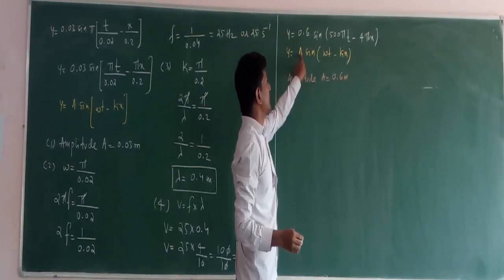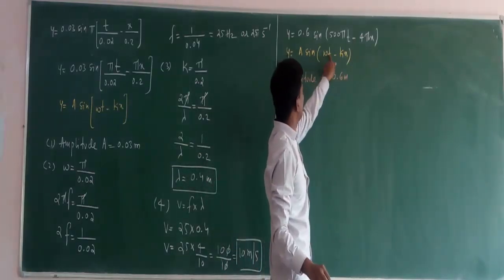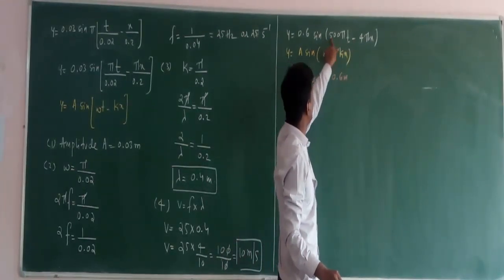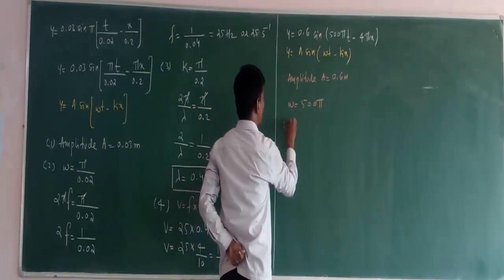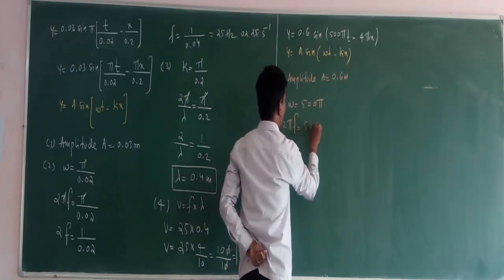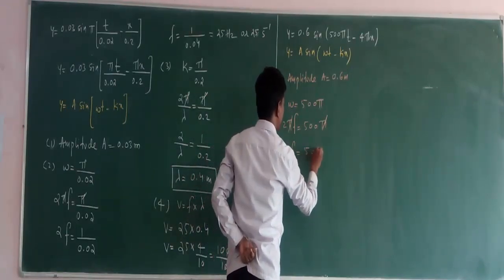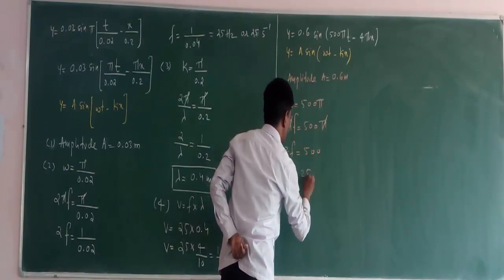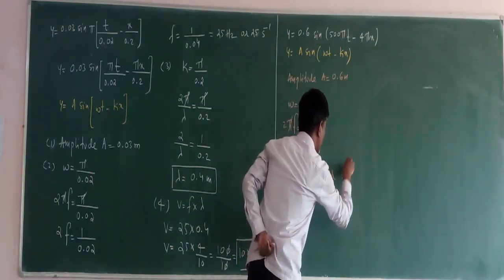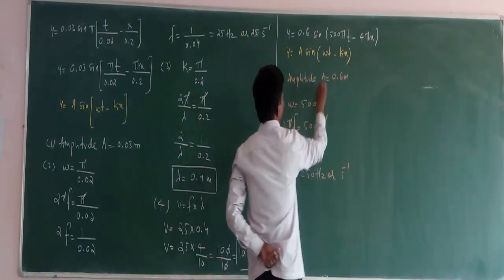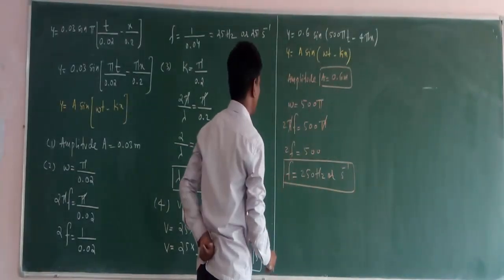After calculating the amplitude, next we have to calculate angular frequency. That is omega. In place of omega we have 500 pi. So omega can be written as 2 pi f equals 500 pi. This pi gets cancelled. Then 2f equals 500. Then frequency becomes 250 hertz or 250 per second. This is the frequency.